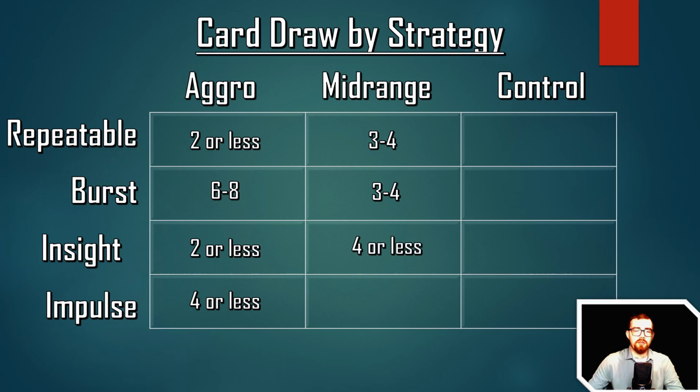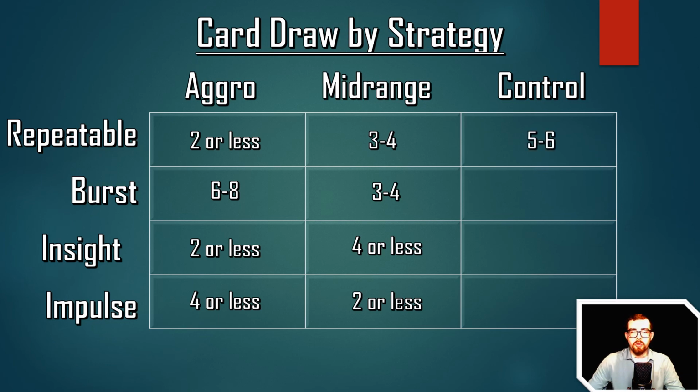Insight Draw, I would say 4 or less. You can increase your number a little bit from the aggressive strategies. There aren't a lot of Insight Draw that I would recommend. Most of your draw is going to be Repeatable, Burst, and Impulse. And Impulse is usually out of desperation of being stuck in red and another color that doesn't draw cards as well. And Impulse is going to be 2 or less. You want more permanent access to cards if you're going to be dealing with mid-range.